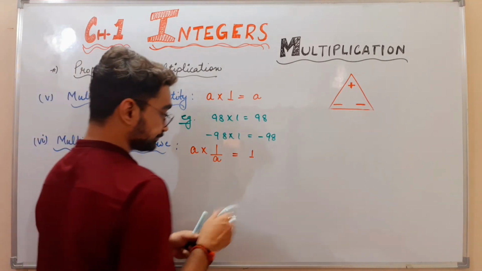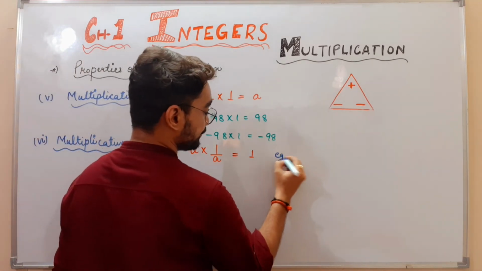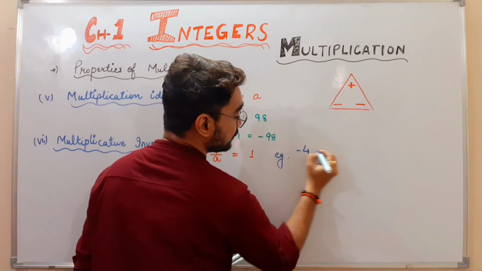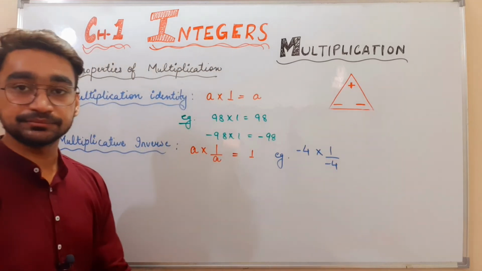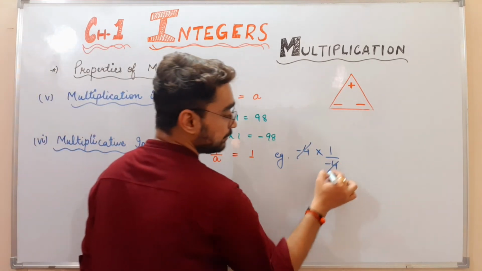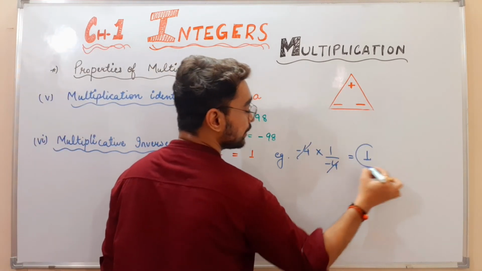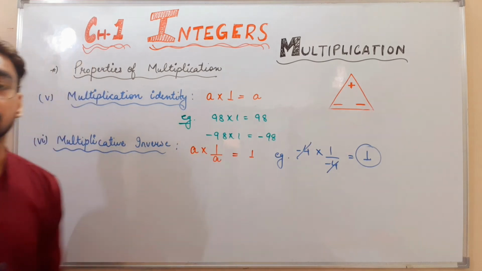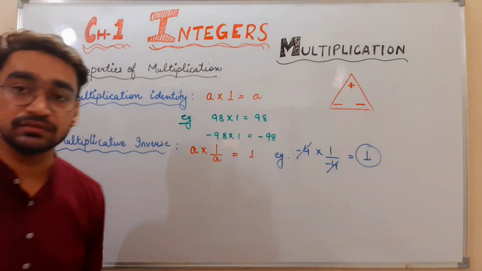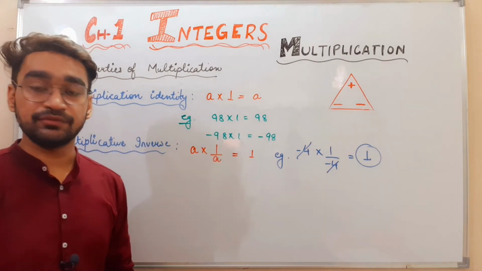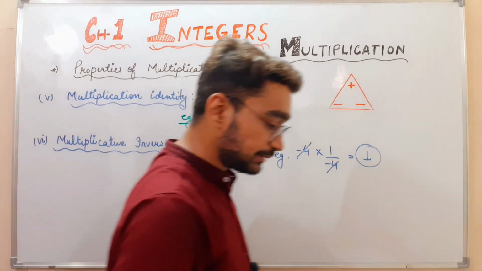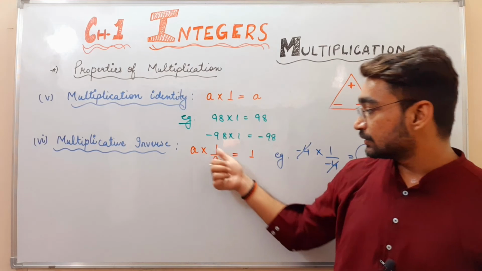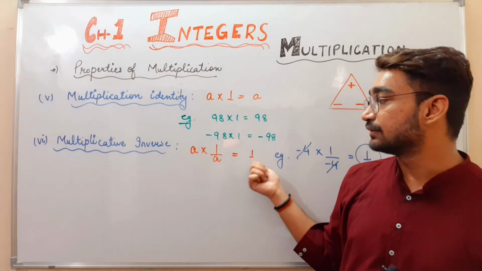Example, minus 4 into 1 upon minus 4. What will happen? This and this will be cancelled out and the answer will be 1 only. You can take any number. You can take 1556 into 1 upon 1556, it will become 1 itself. So any number, whenever it is being multiplied by its reciprocal, you are getting the answer as 1.